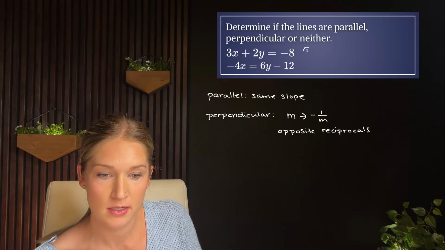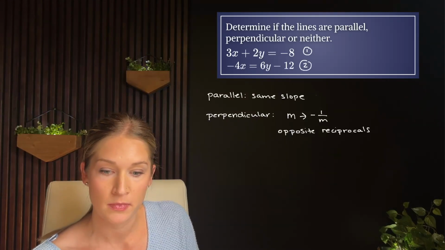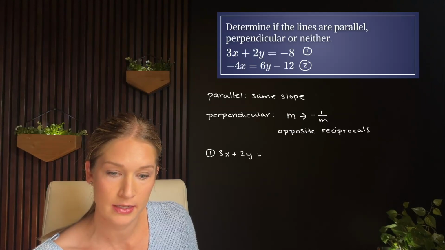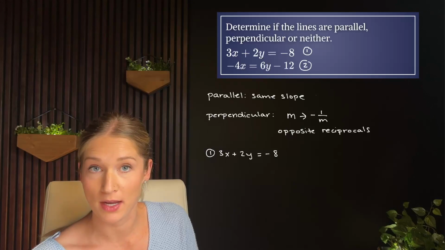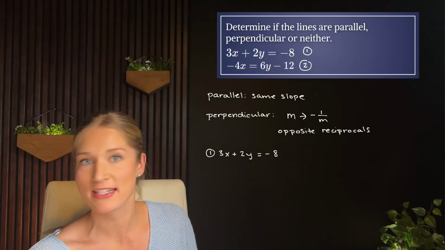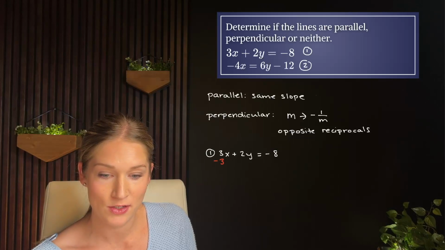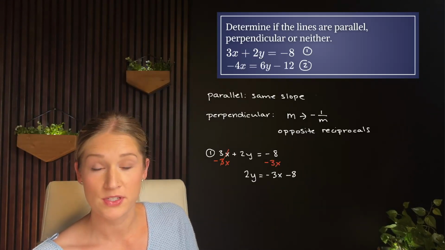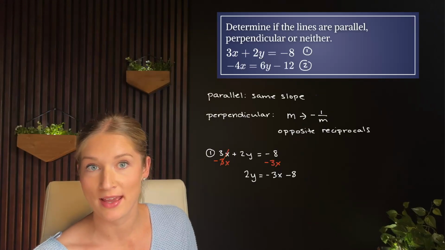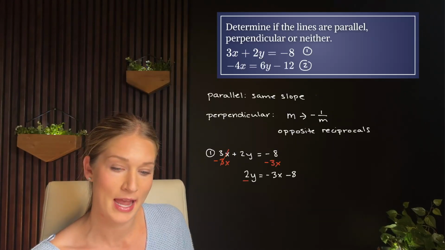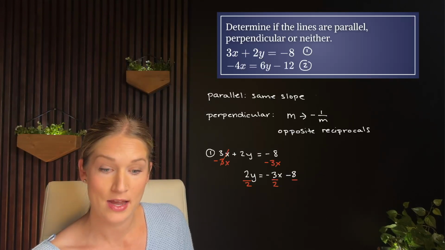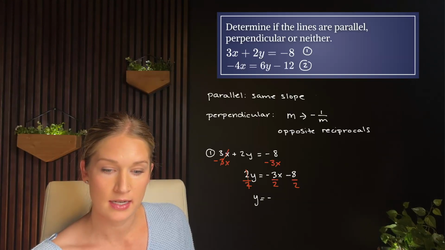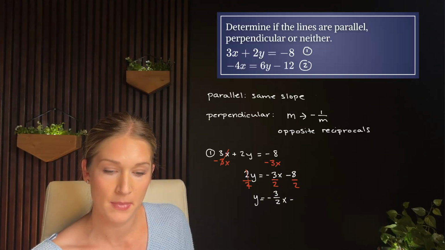I'll call my first one equation 1 and the second one equation 2. So for line number 1, I have 3x plus 2y equals -8, and my goal is to rewrite it in slope-intercept form, which just means I need to get y by itself. So let me start by moving my x term to the other side. Since my goal is to write this in slope-intercept form, I do want that x term first, and then I'll put that -2y after. And then when I divide, I always divide everything, all three terms, by 2 to get y equals -3/2 x minus 4.